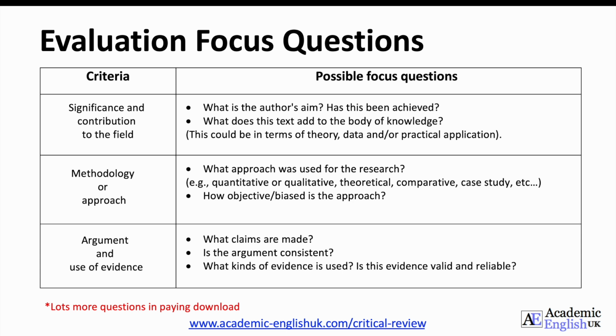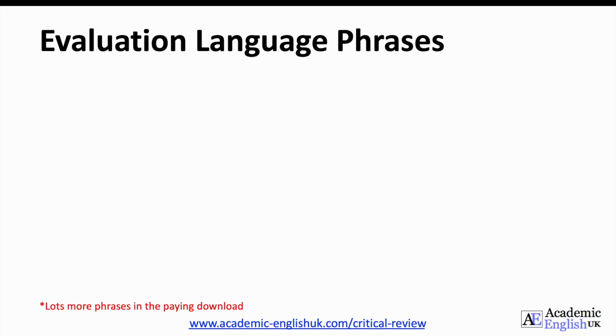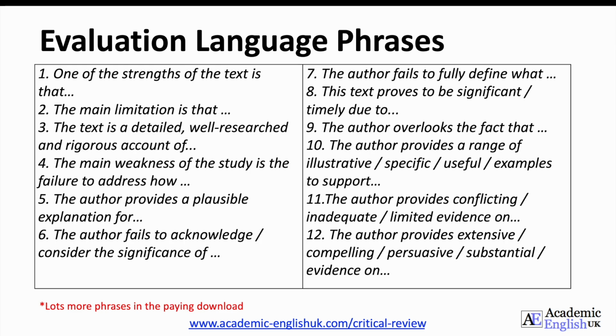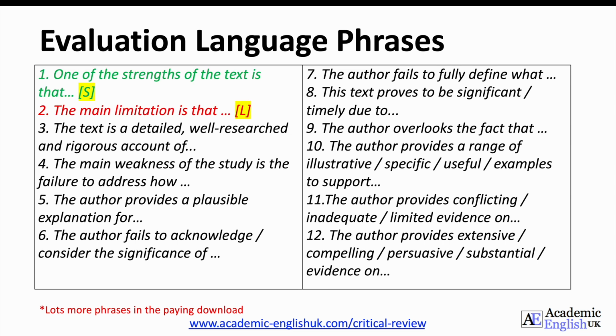The next step is what types of language or academic phrases can you use to write the evaluation section. So look at these phrases on this slide. Pause the slide and decide whether these phrases are connected to strengths or limitations. I've done the first two for you like this. Now you can use colours like me or just write S or L. Pause the slide and do the exercise.